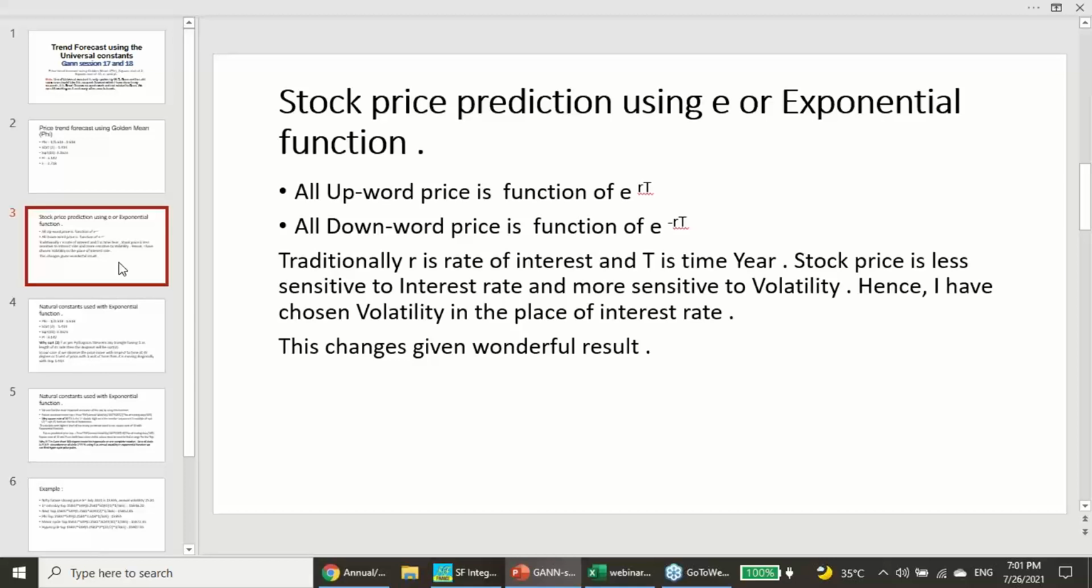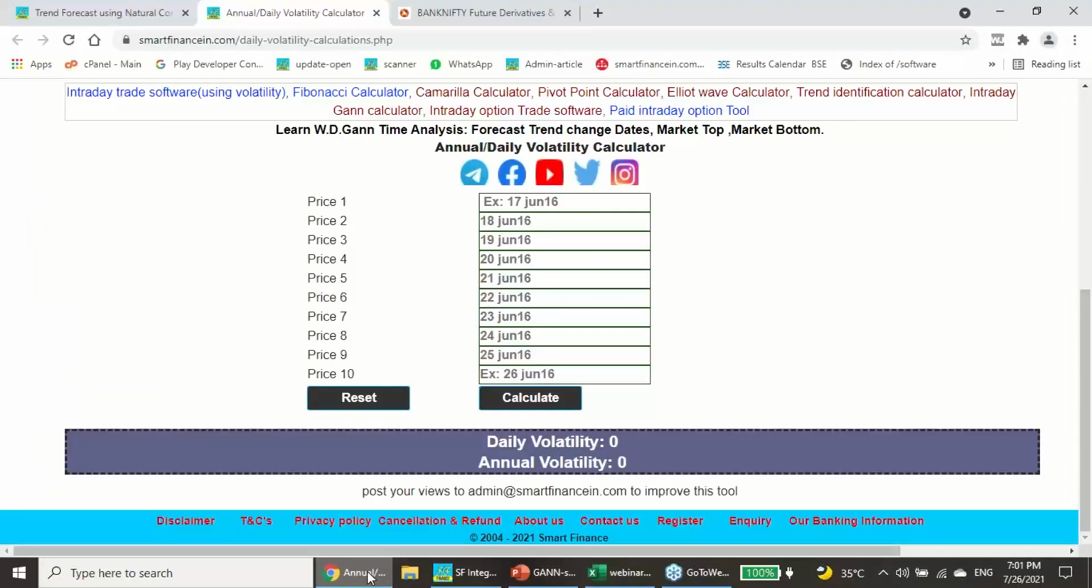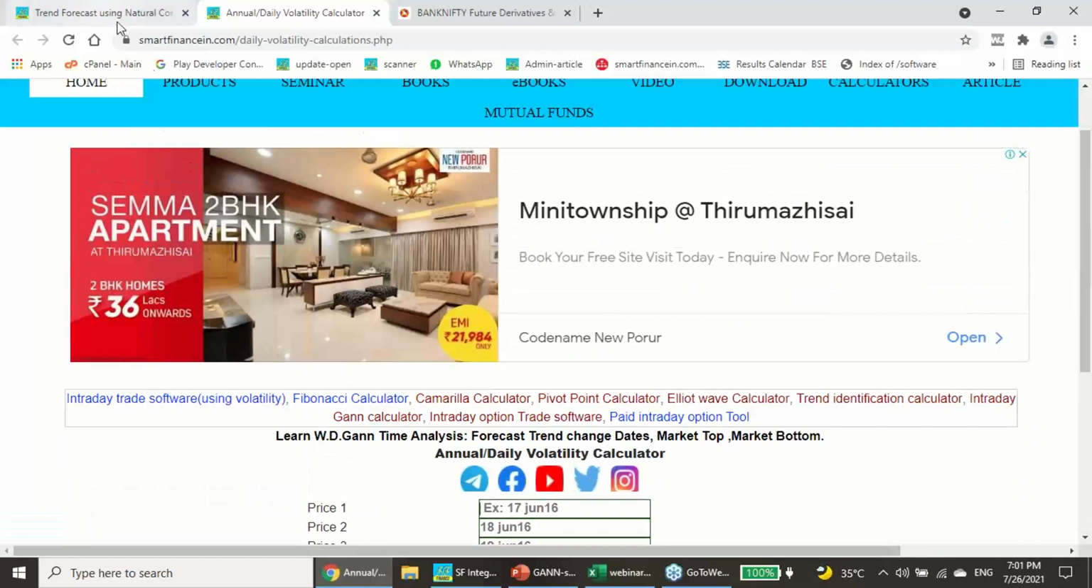With the help of this natural constant volatility and the stock price prediction formula already available using e to the power r into t, we have just developed this model, and this is one of the 2021 new innovations of smart finance. Very simple method, and it is a very powerful method. So I'll request all of you to use it.